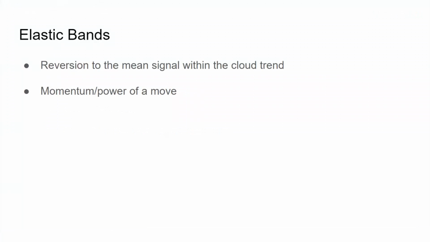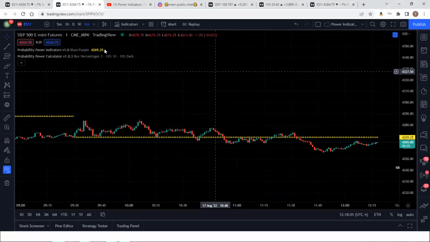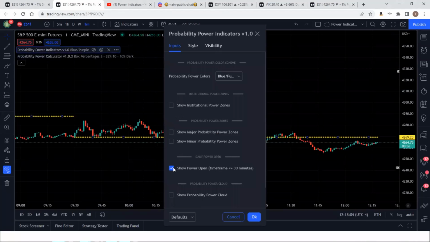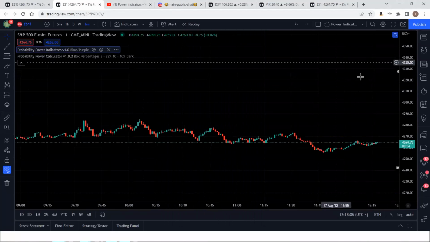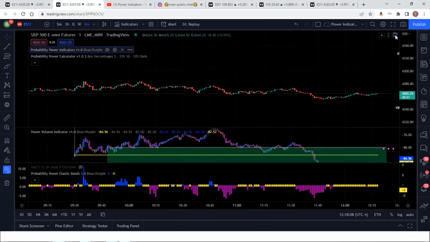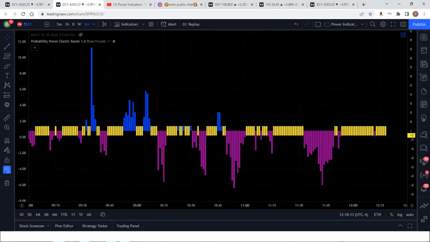All right, then we have the elastic bands. The elastic bands show us a reversion to the mean signal within the cloud trend, and they show us the momentum or the power of a move. So let's show those. Now, I personally keep the elastic bands on a separate window, a separate pane. So that is here. So these are the elastic bands. And you can see there's three colors. There's blue bands, there's some yellow, and then there's purple bands.